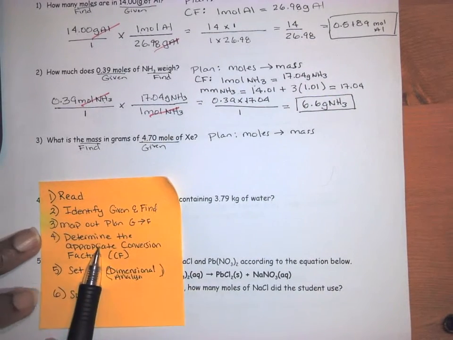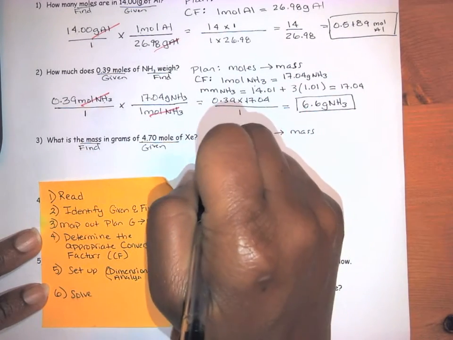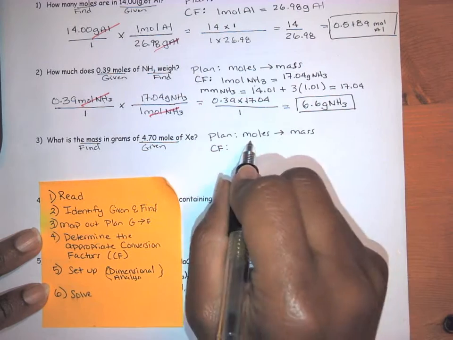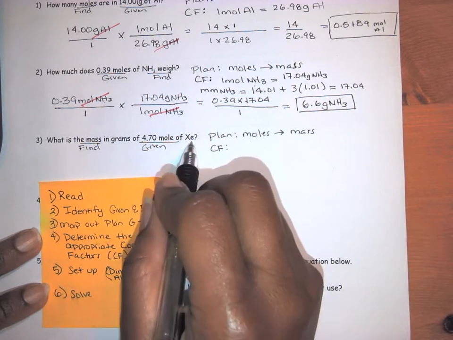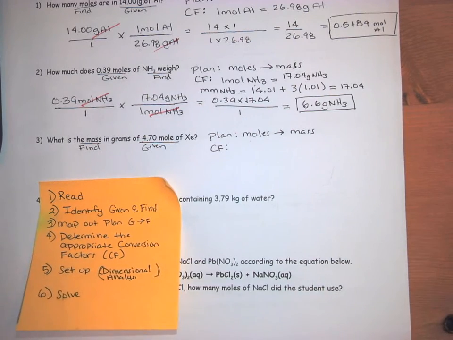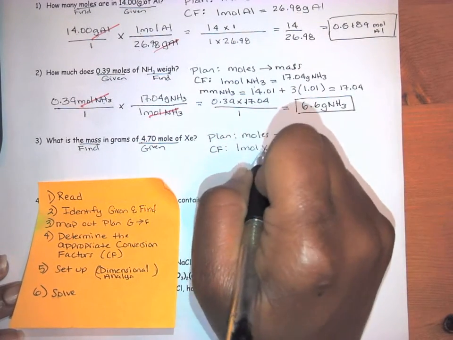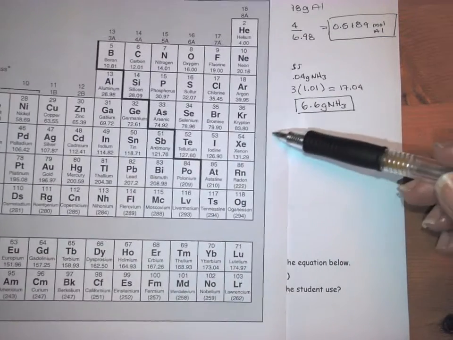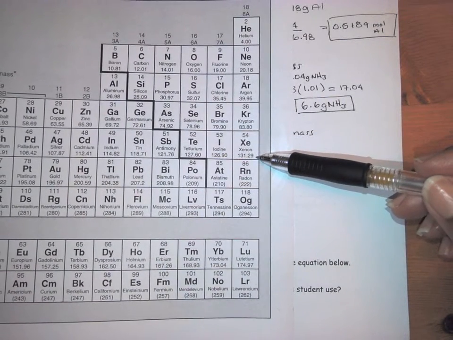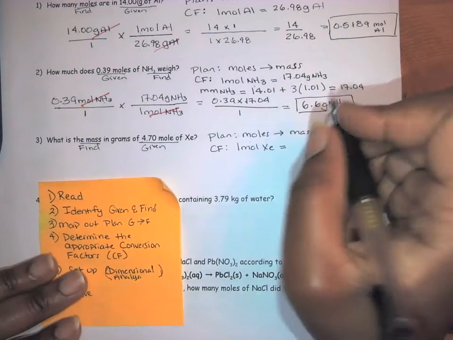Next step is to determine the appropriate conversion factor. Since I'm going from moles to mass, the conversion factor will be 1 mole of xenon is equal to the molar mass of xenon. So I'm going to write down 1 mole of xenon, and I need to look up the molar mass. It will be the average atomic mass on the periodic table. Here's xenon, and that number is 131.29, so 131.29 grams.